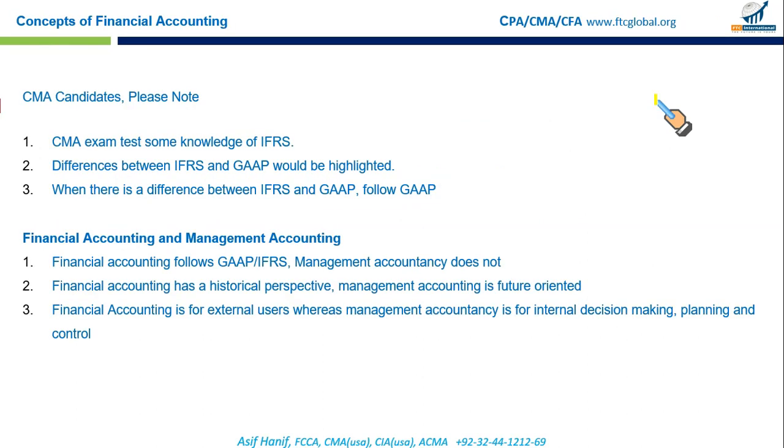It says financial accounting follows rules, accounting standards, IFRS. Management accounting doesn't follow any rule. You can use management accounting in any way you want, so there are no hard and fast rules like financial accounting. Financial accounting has historical perspective. What has happened, that is the focus of financial accounting, to be reported what has happened over the last period.